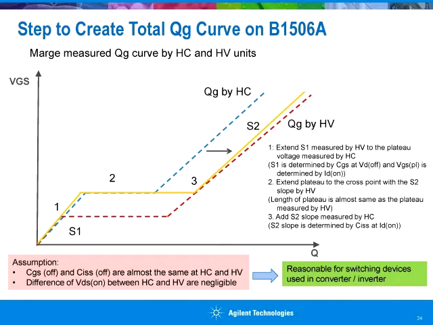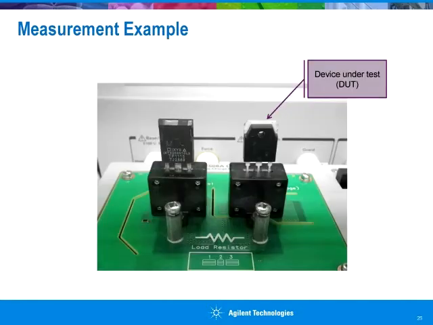And after that, shift this S2 curve measured by the high current unit to this point, because the S2 slope is measured by input current at on state with the high current unit. Okay, so next let me show you a measurement example.